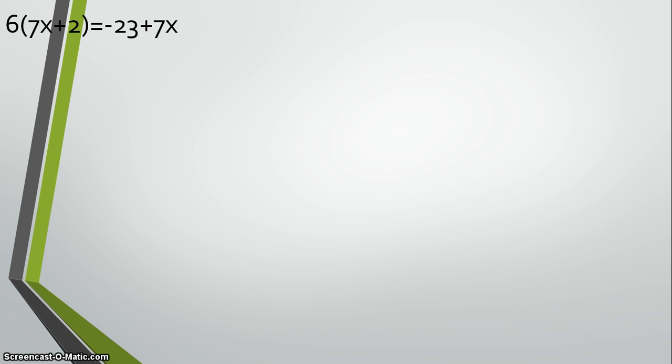Alright, so for this first one, we need to distribute. So we need to multiply 6 times 7x, and we also need to multiply 6 times 2. So that's going to leave us with 42x plus 12, and we also need to drop down the rest, so it's going to be that equal to negative 23 plus 7x.